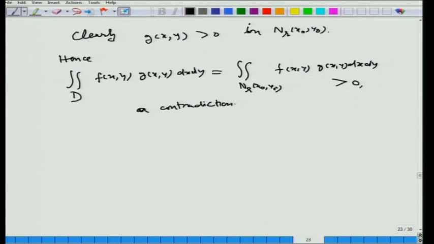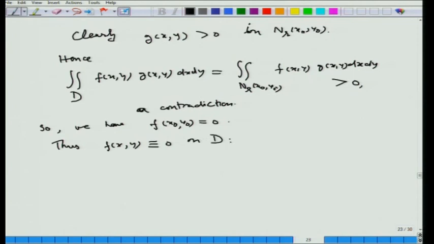So therefore, there cannot be any point (x0, y0) in D with f(x0, y0) not equal to 0. Thus f(x,y) is identically 0 on D. Because (x0, y0) was any point here, we assumed that this is positive, that cannot be possible. Because we cannot have such a situation for any (x0, y0) in D, f(x0, y0) equals 0, and therefore this has to be 0 in this.